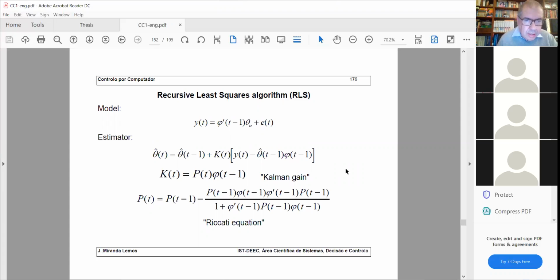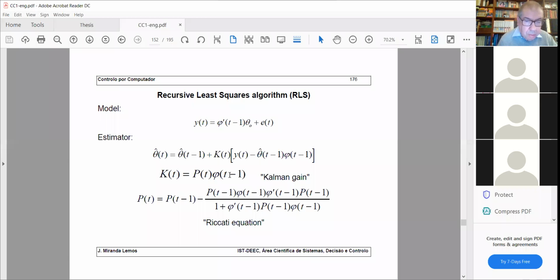So the recursive least squares algorithm operates in this way. You want to estimate theta naught in this model, and you are observing y and phi. And what you do, you update this error covariance matrix, P, by using the Riccati equation. Then you compute the Kalman gain, and then you update the theta in this way. Okay.